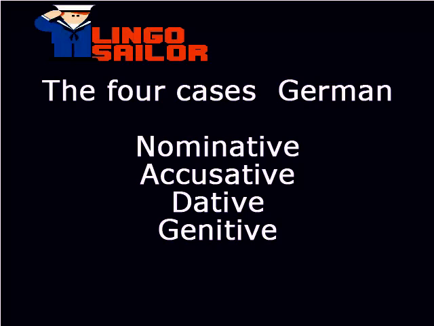Accusative. The accusative case is used for a person, animal, or thing which is directly affected by the action of the verb. You can always identify the direct object of a sentence by asking what or whom of the verb.